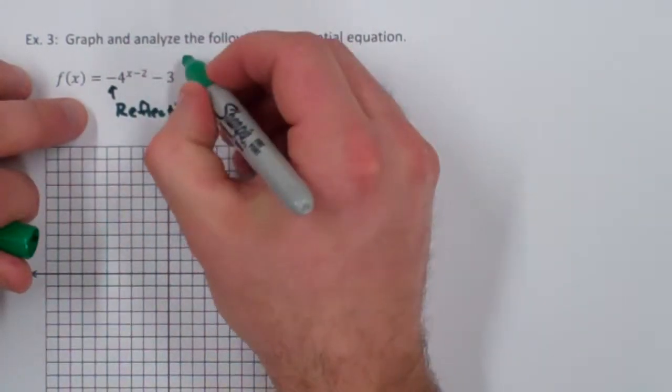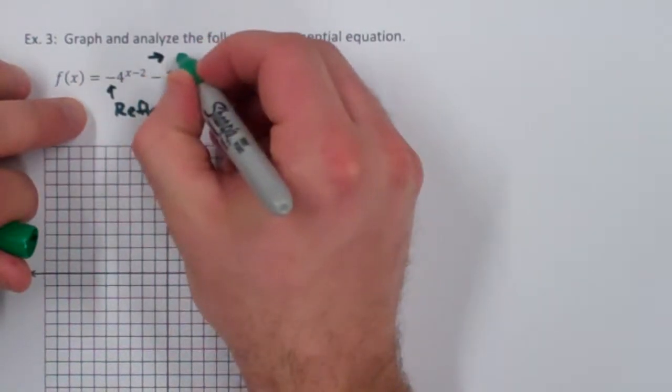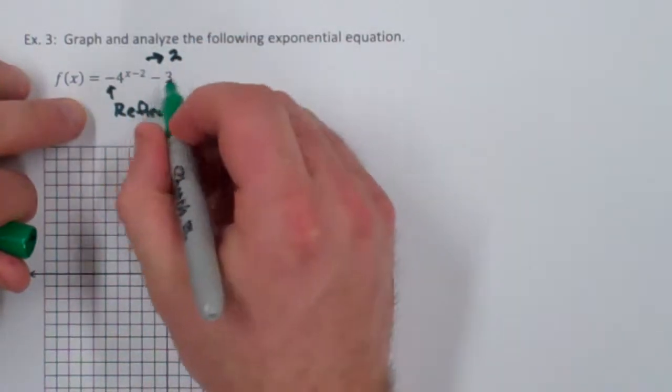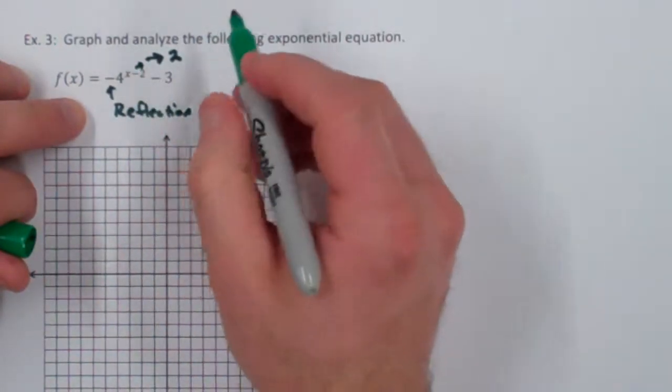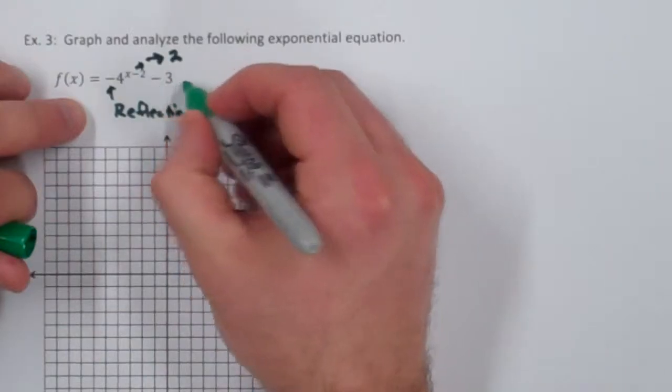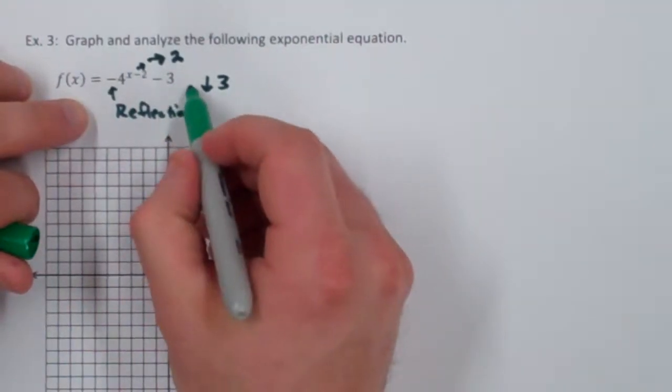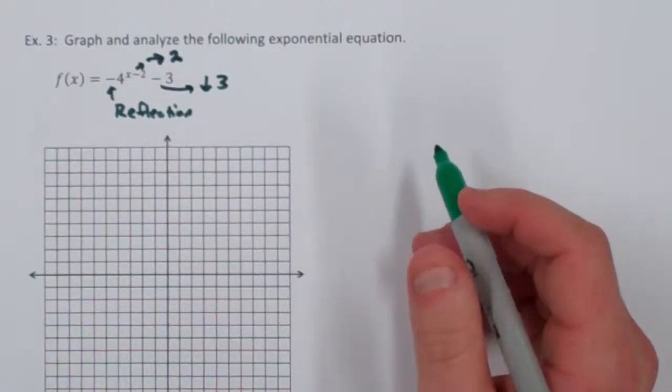The negative 2 is going to be a shift right 2 units. And then the minus 3 will be a shift down by 3 units. So that's what the negative 3 is, okay?